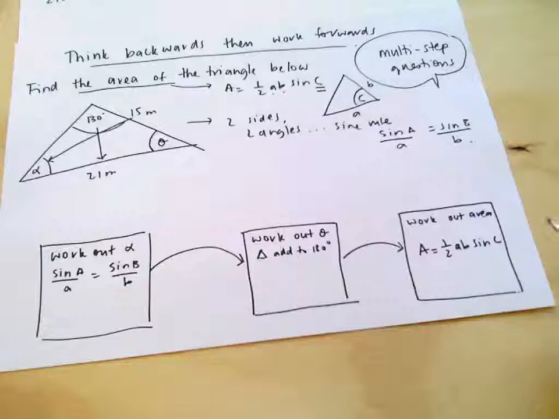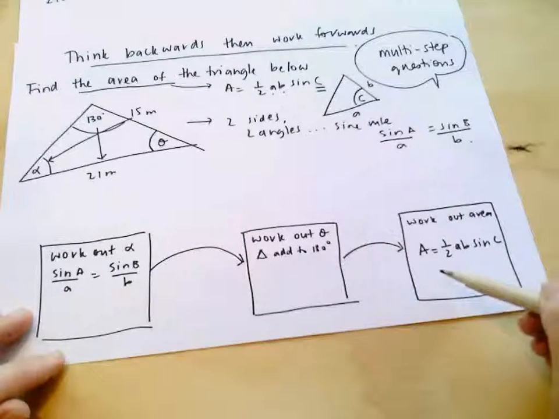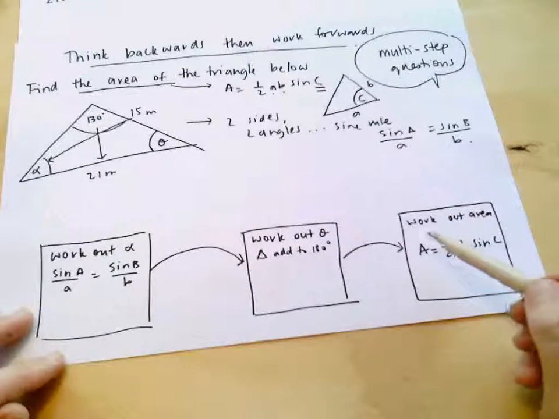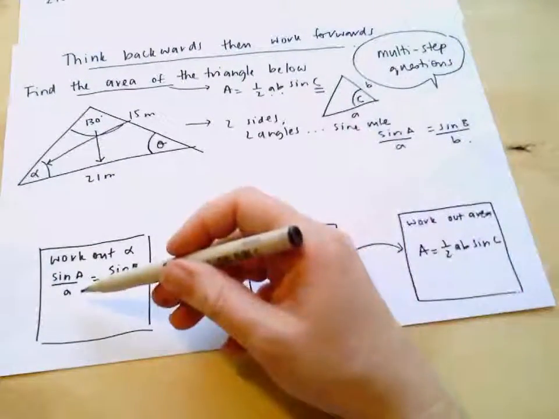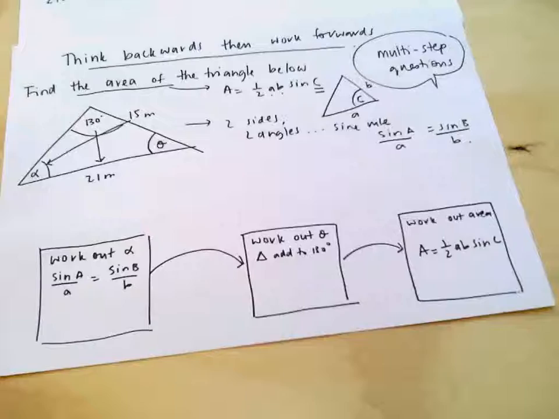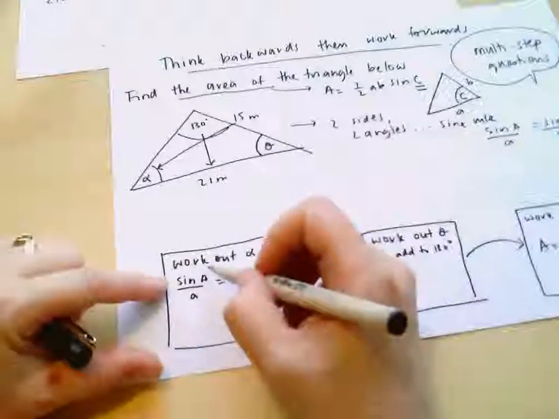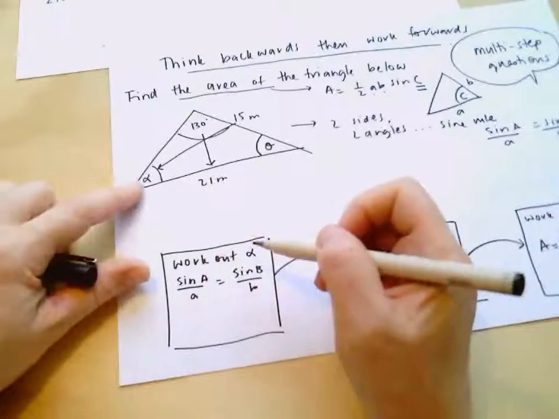So you can see here what I've done. I've said this is where I need to get to, but in order to get there, I need to jump through these kind of couple of hoops to get there. So I'm thinking backwards. Now I'm going to work forwards. So let's have a go at it. Work out what this angle alpha is.